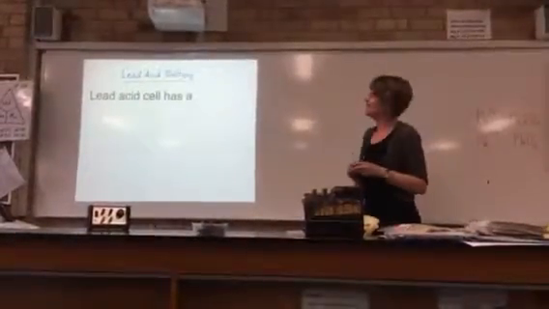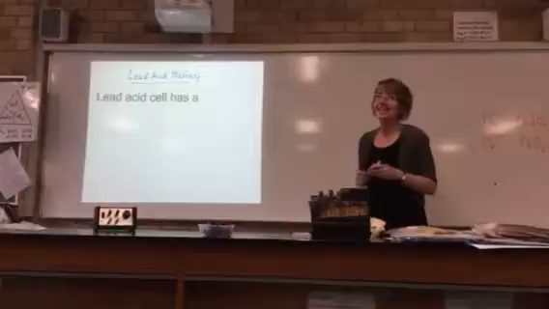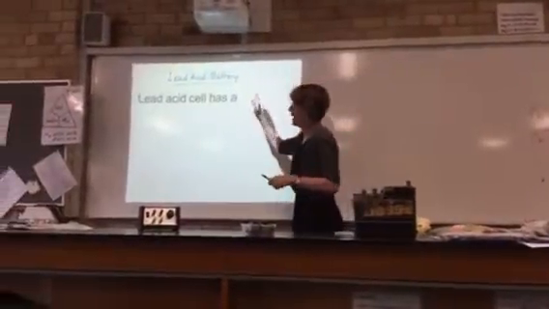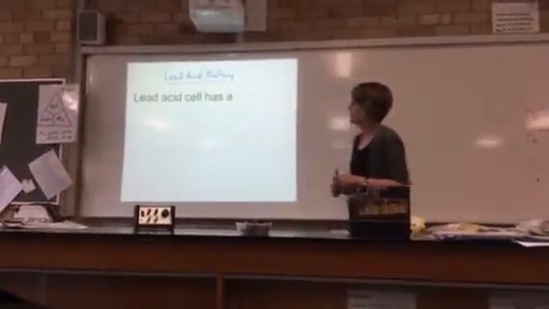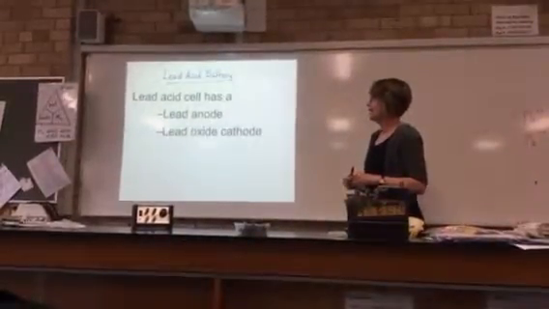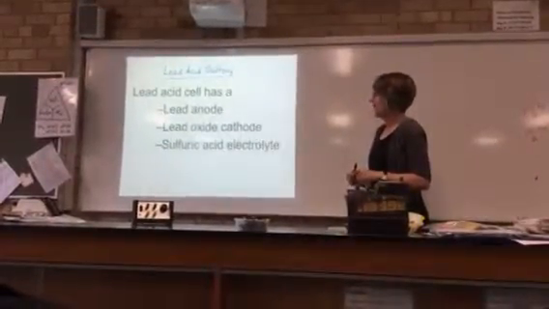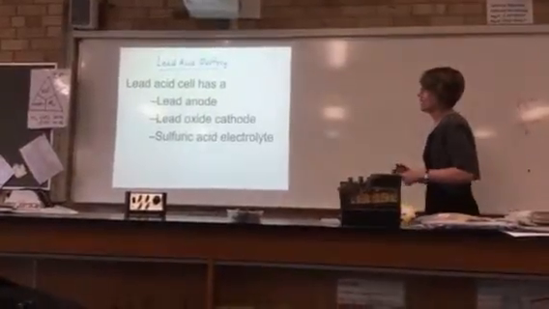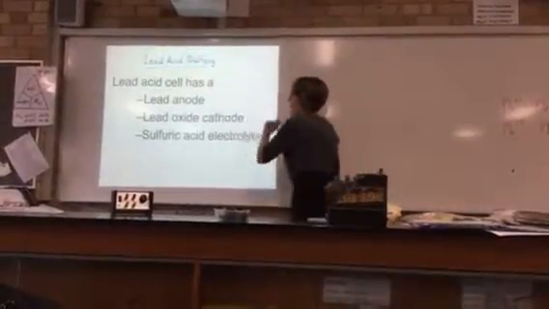We're looking at the chemistry behind a lead acid cell. So the main points you need to remember are that a lead acid cell has a lead anode, a lead oxide cathode, and a sulfuric acid electrolyte. So let's flesh out these first 2 points.